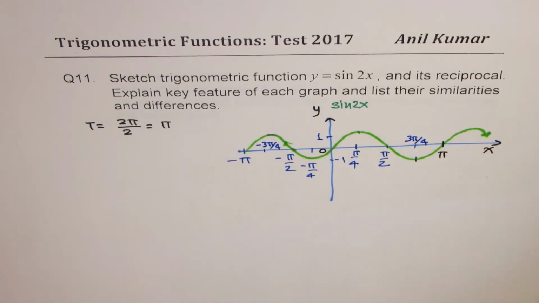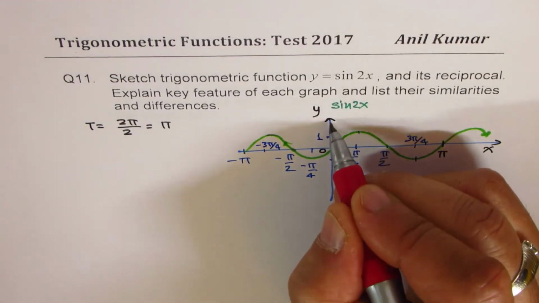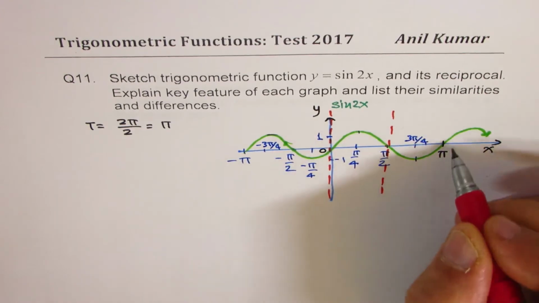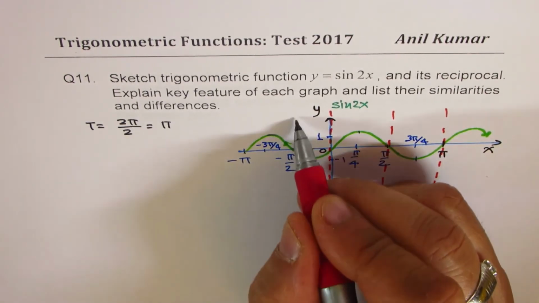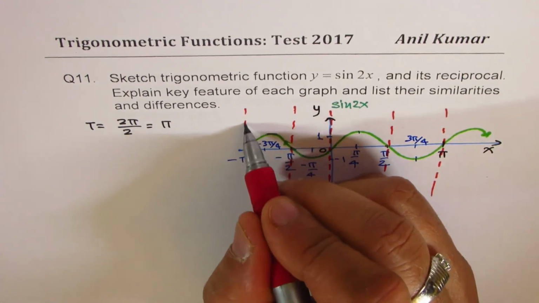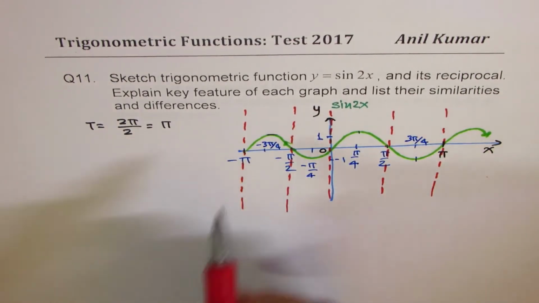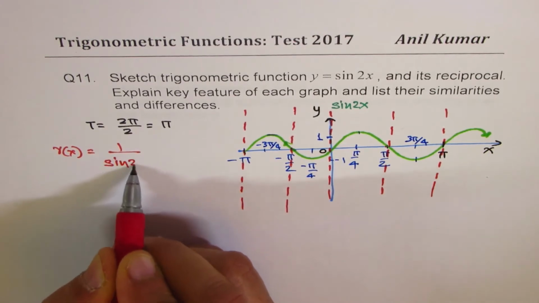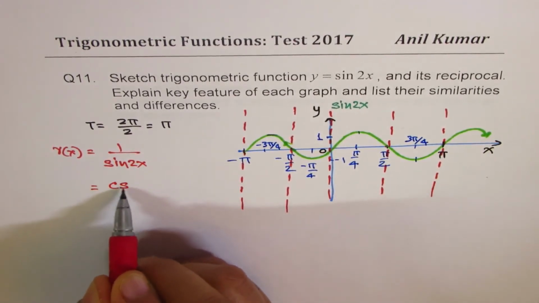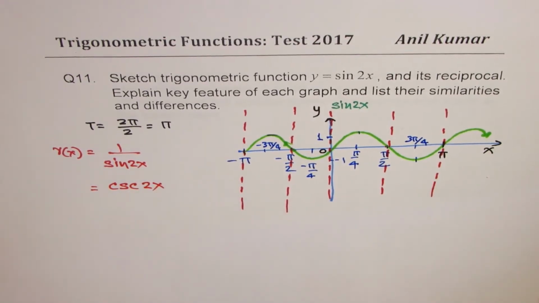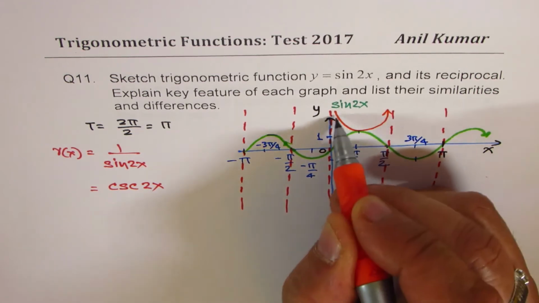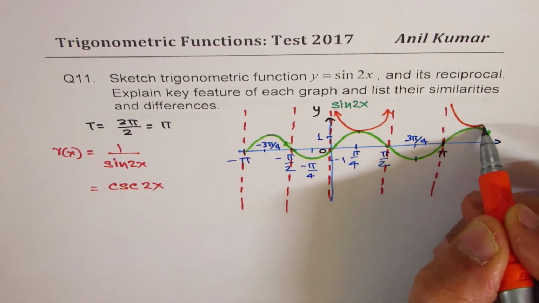To sketch the reciprocal, all the zeros will become vertical asymptotes for the reciprocal, correct? So these are your vertical asymptotes. So first sketch the vertical asymptotes. That is how you're going to sketch the reciprocal functions, correct? So the graph reciprocal r of x is 1 over sine 2x, which you can write as cosecant 2x, correct? So that is the graph which we are sketching. So for this particular graph, reciprocal of 1 is 1, so it will look like this. It's kind of like this.